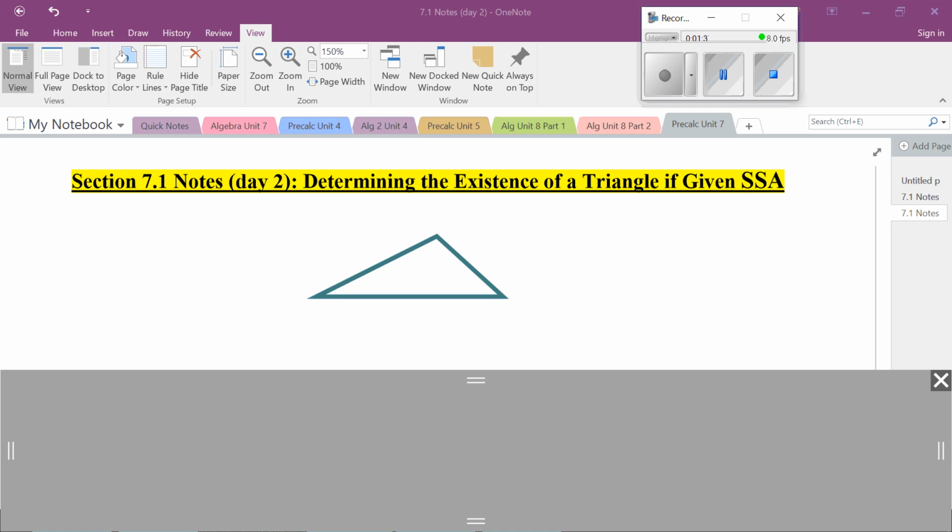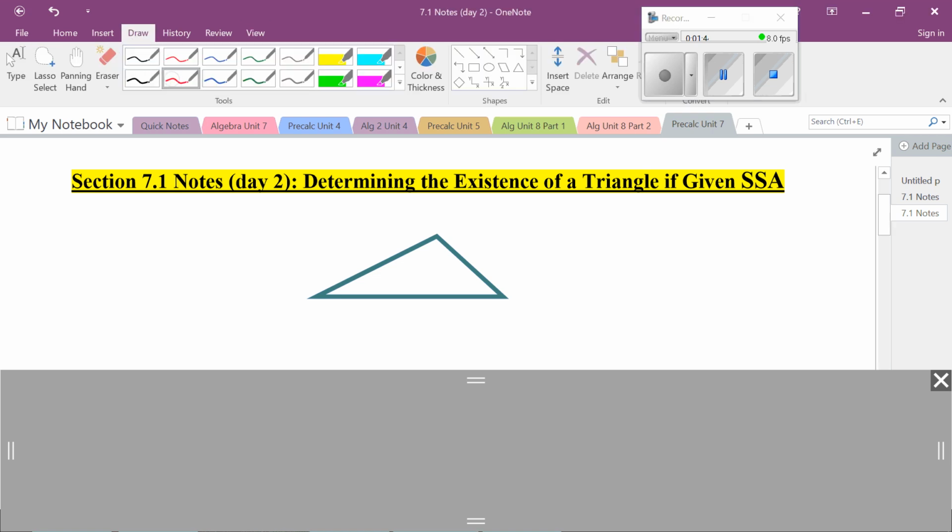As a quick reminder, you'll know it's SSA, side, side, angle, if they give you two sides and the angle that is not between them. So the angle might be over here in the bottom right corner, or it could be in the bottom left corner. That's how you know that you've been given SSA. You've got two sides and the angle not between them.